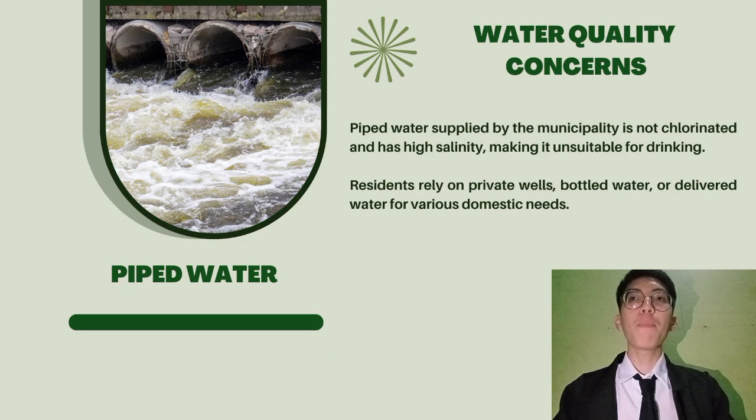Next, pipe water issues. Pipe water issues talks about the pipe water system. Unfortunately, it's not chlorinated and has high salinity, making it undrinkable. People are forced to rely on private wells, bottled water, or delivered water, which isn't always reliable or safe.